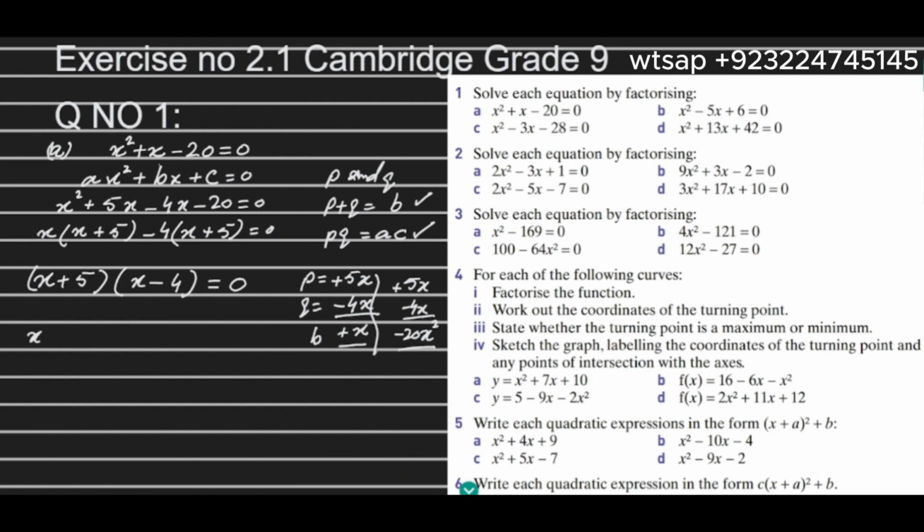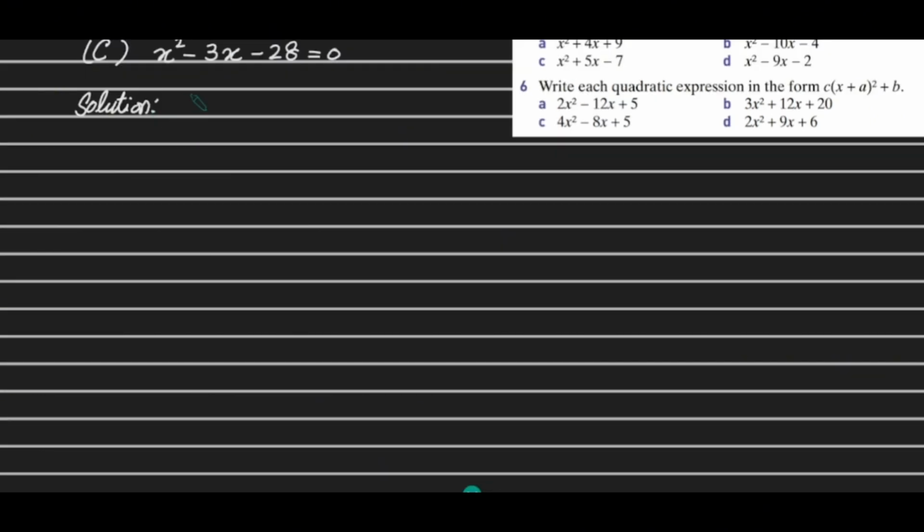That is, x plus 5 equals 0, and also x minus 4 equals 0. x will be minus 5 and x will be 4. So our solution set will be minus 5, the first one, and 4, the second one. This is the solution. Now in this question, we have to factorize x square minus 3x minus 28.